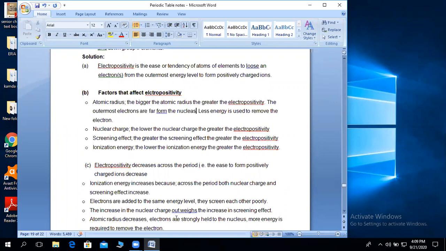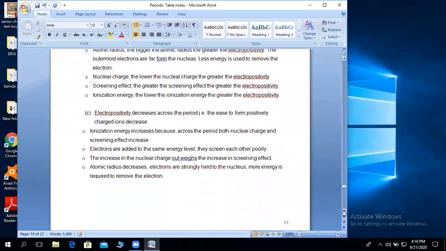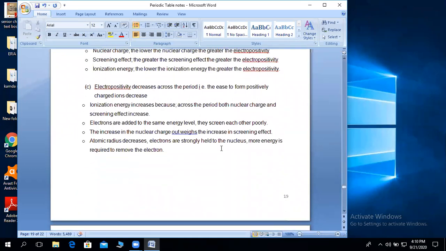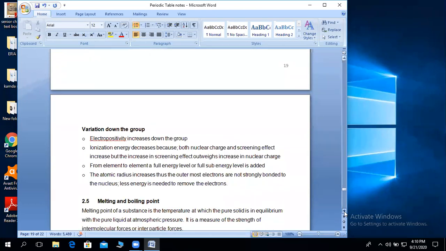This is just explaining why electropositivity decreases across the period. The increase in nuclear charge outweighs the screening effect, or the effective nuclear charge increases. Atomic radius decreases and electrons are held strongly to the nucleus. More energy is required to remove the electrons.